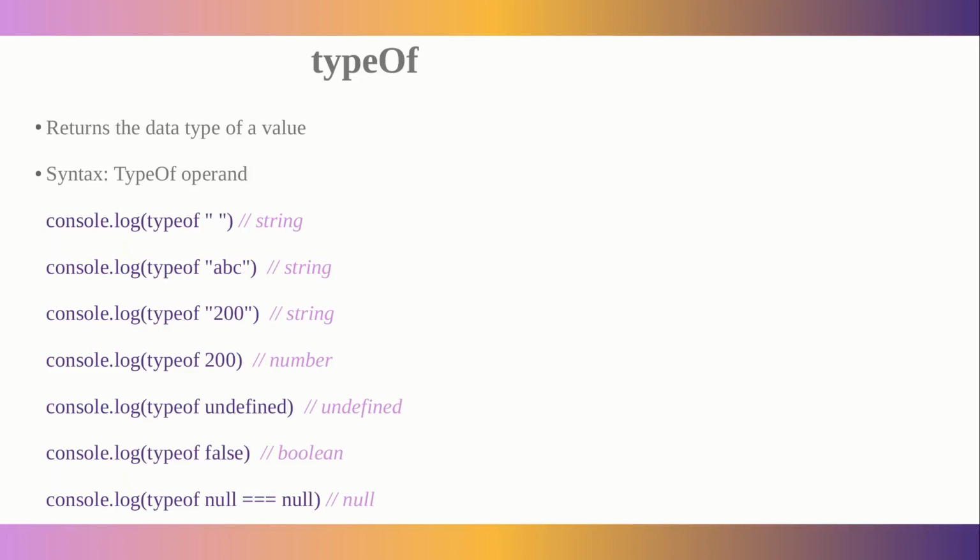And I'll have a look at the last one. The null data type has a special type of operator called typeOfNull, which, if equal to null, will console log to, well, null. So if you want to find out if a data type is null, you should use typeOfNull to do so instead of just typeOf.